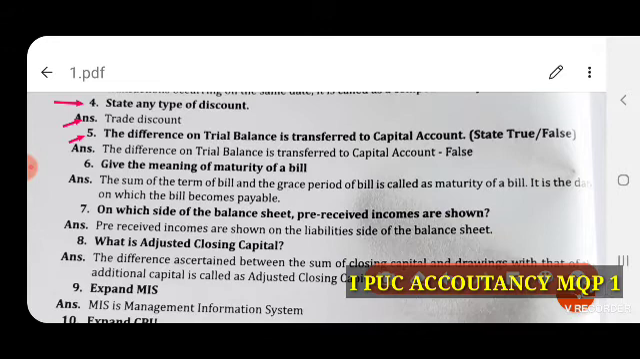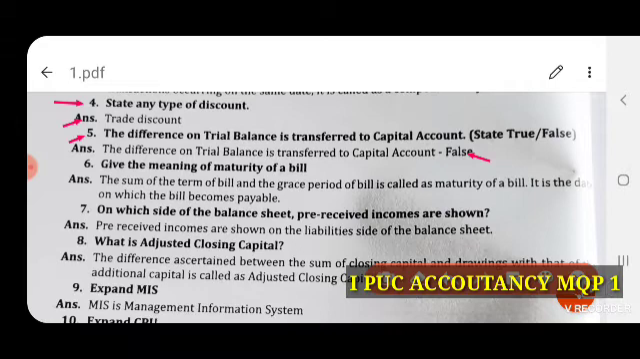Next, true or false: the difference on trial balance is transferred to capital account. That is, you have to write true or false. So the answer is false here. The difference amount is not transferred to capital account, that is transferred to suspense account. So the answer is false.